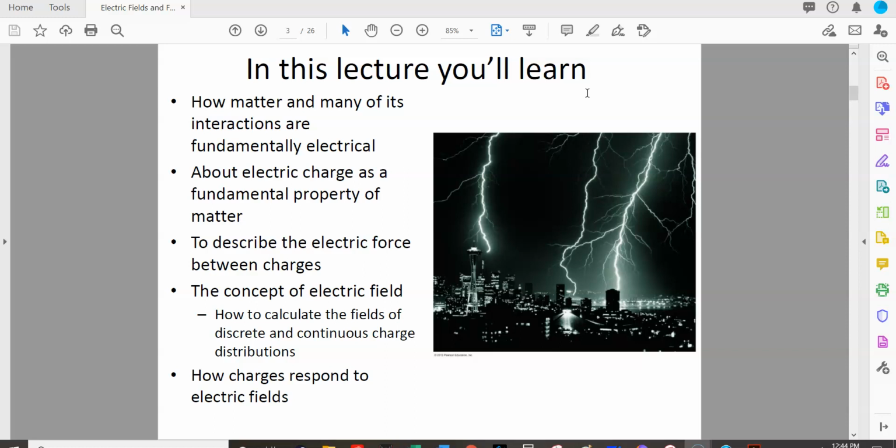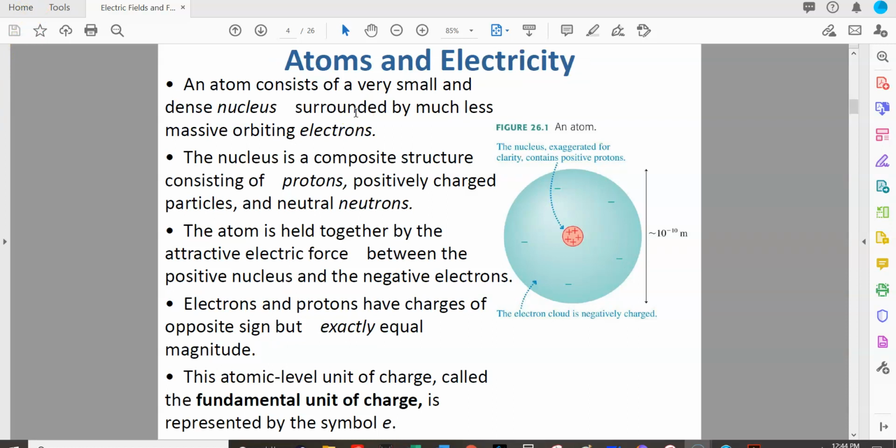To do that, we're going to talk about the fundamental interactions of electricity, and from that, what electric charge is. Once we go through that, we're going to talk about the electric forces, and then electric fields in the next chapter. To begin, we first need to talk about atoms and electricity. A lot of you have already taken your chemistry courses, so you probably have a lot of experience with this. But for those who haven't, and even for those who already have, let's do a quick review.